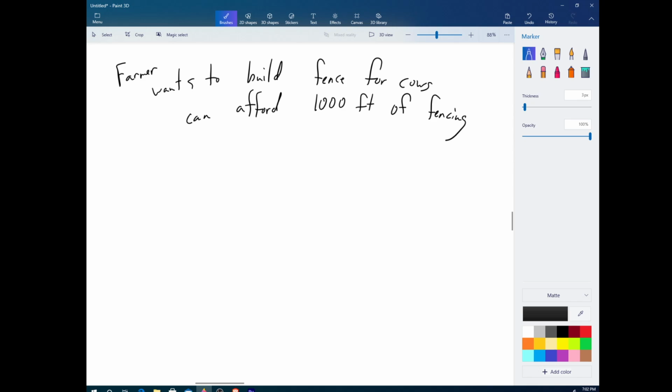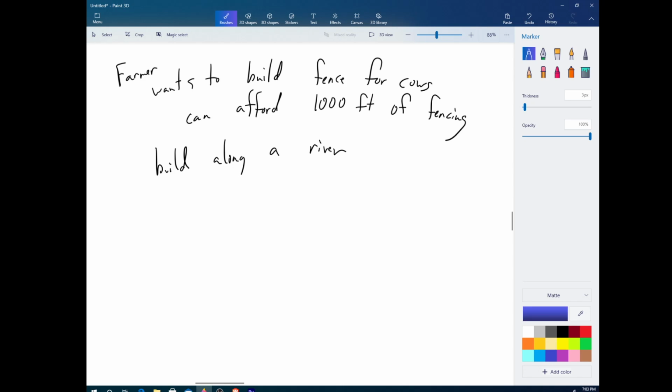So he can afford that much fencing, but he wants to get the most bang for his buck. He wants to get the biggest area possible so he can fit the most cows into that space, or the cows would have more room to roam, whichever one he prefers. And let's say that he's going to build along a river.